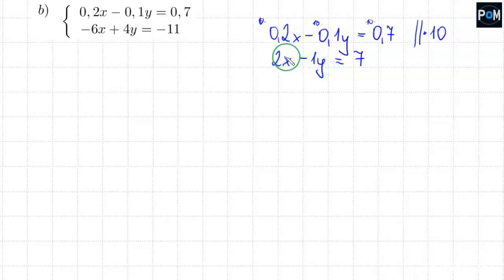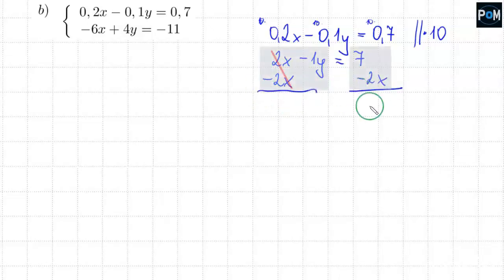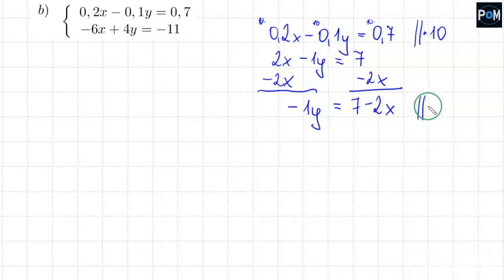Now these 2x, I don't want them here, so I subtract 2x from both sides of the equation. These 2x and these 2x cancel out, leaving me with minus 1y, and here I have 7 minus 2x. I don't want to have this negative 1 in this spot, so I'll divide everything by negative 1. Here I divide by minus 1, here I divide by minus 1, and here I divide by minus 1.